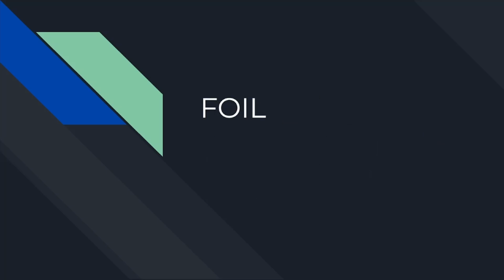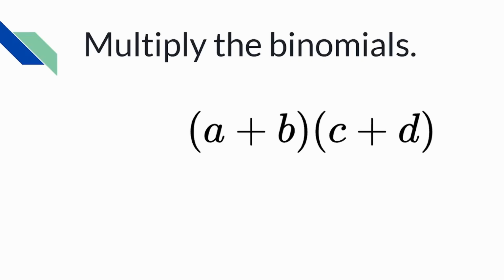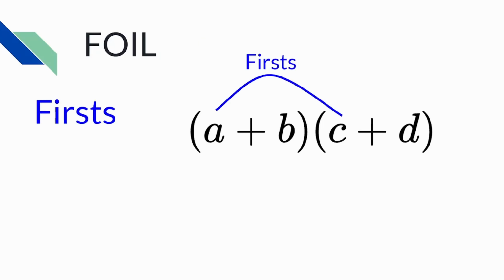Okay, so let's start with FOIL. Here I'm asked to multiply the binomials. Remember, when something has two terms, it's called a binomial. Okay, so these are each binomials. And FOIL is a technique that we use to multiply binomials together.